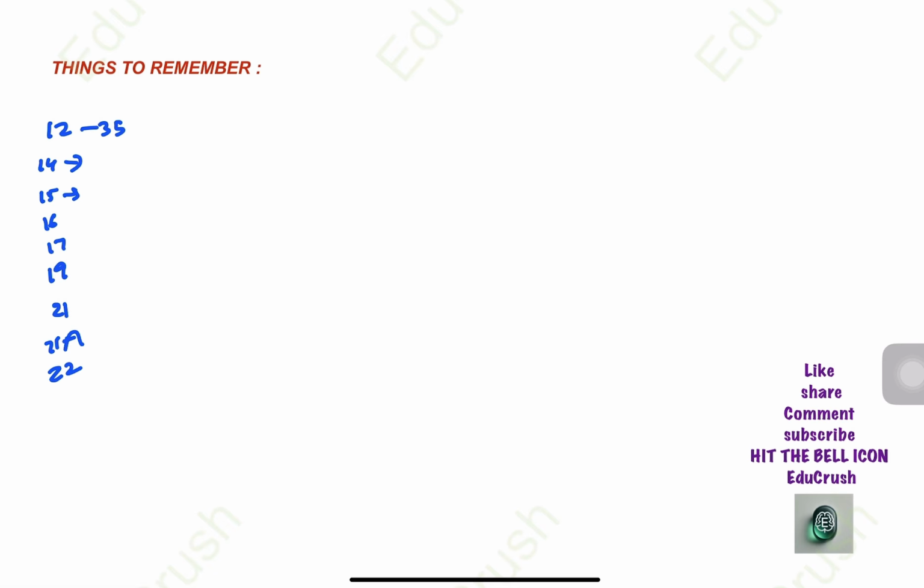22, protection in arrest and detention, preventive. Next, 32, constitutional remedies, heart and soul, said by Dr. B.R. Ambedkar. Next, you can easily remember with the EduCrush code, that is EFELSC. E stands for equality, F stands for freedom, E stands for exploitation, L stands for liberty of religion, S stands for social and culture, C stands for constitutional remedies.